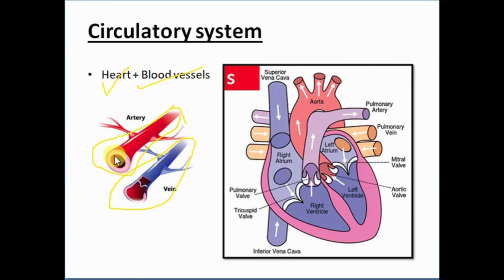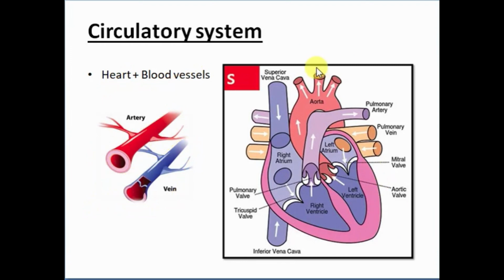And there is an exception. All the arteries carry oxygenated blood except one, and all the veins carry deoxygenated blood except one. So what is the exception? You find it, and I will tell you, but you also find it. Before getting the answer, we'll discuss this diagram of the heart. We'll discuss the entire process of how blood flows.